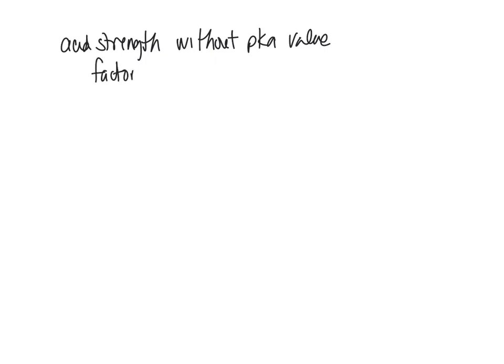So that is the example of what you need to be able to do with your pKa values. Now, one of the lessons we're going to learn today is being able to look at acid and acid strength without pKa values. And there are some factors that determine the strength. We're going to look at those factors: electronegativity, formal charge, resonance, size, induction.